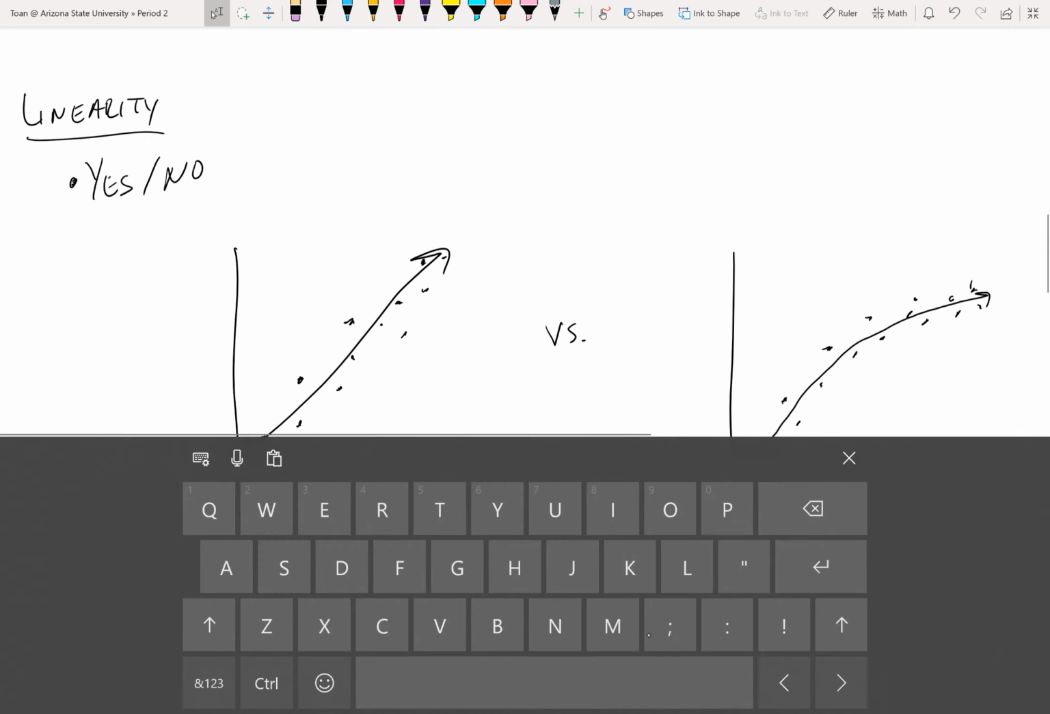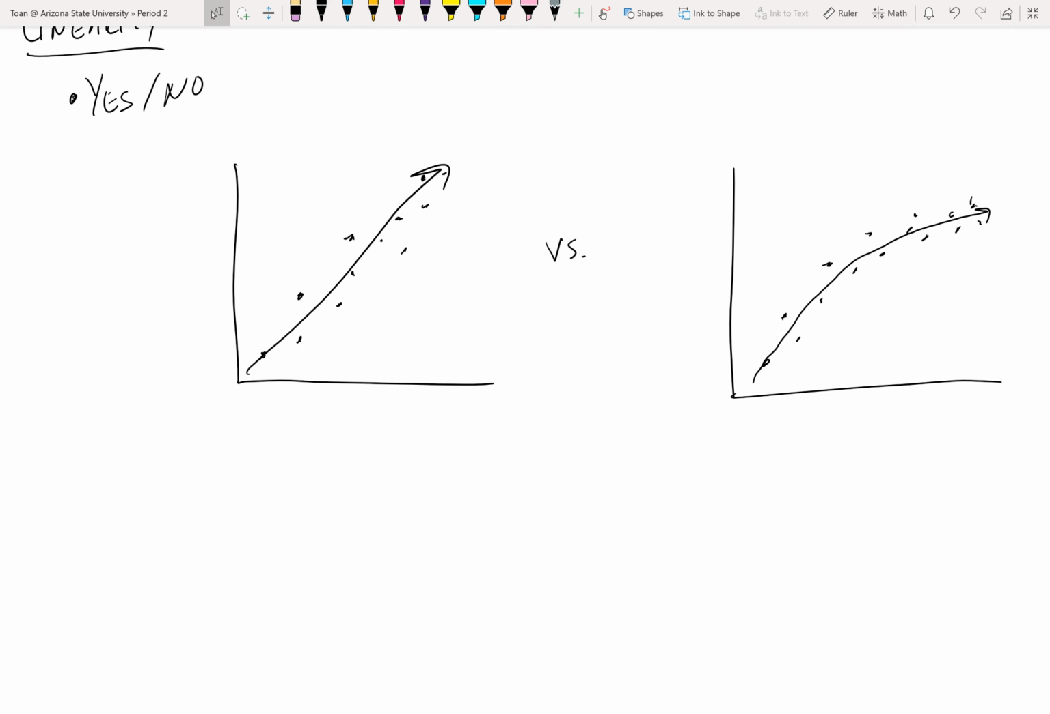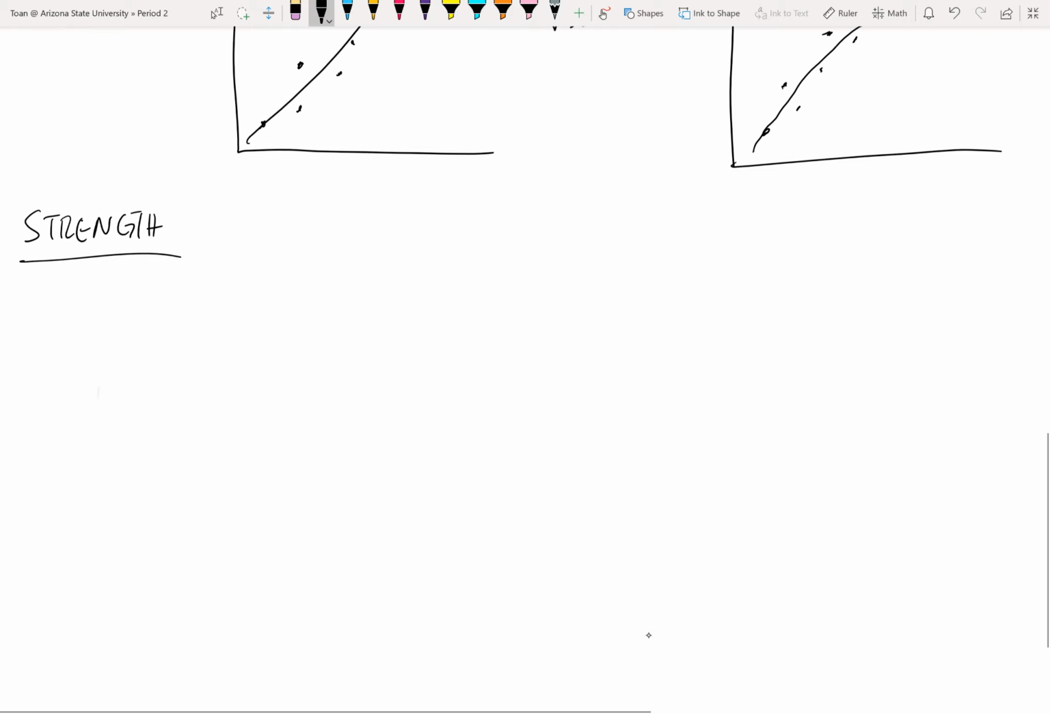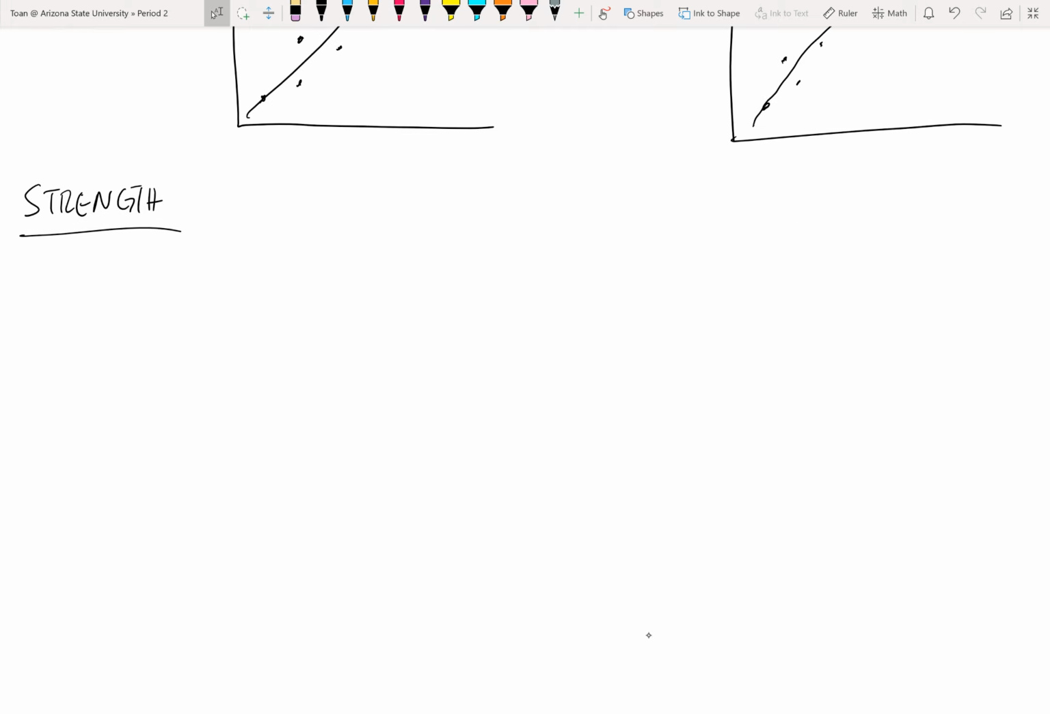And the last thing we look at when it comes to correlation is the strength of the correlation. How strong is the correlation? And we typically have 3 categories. Correlation can be considered strong. These are scatter plots that are tightly woven together. I would say that this is a strong correlation.